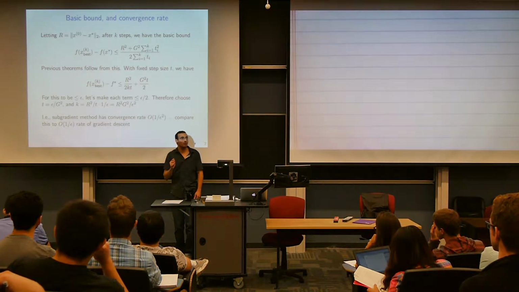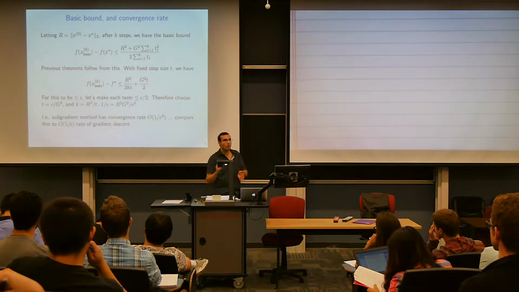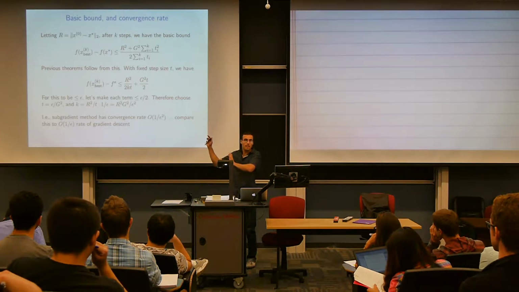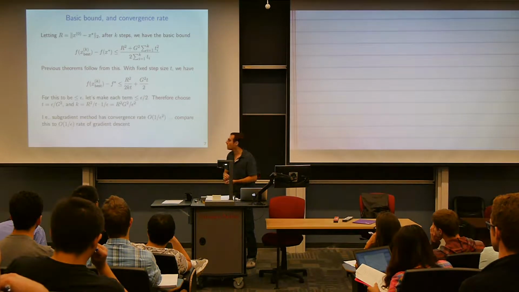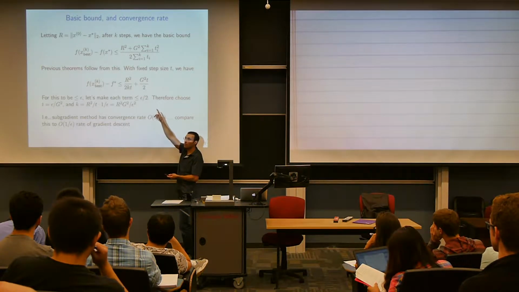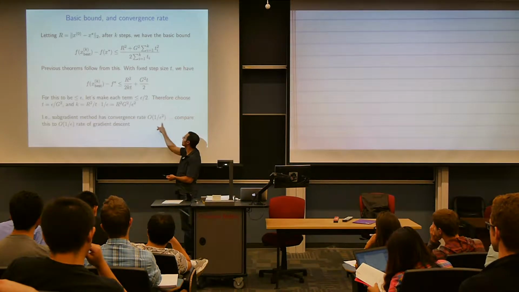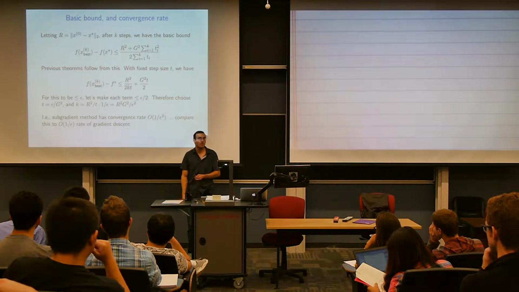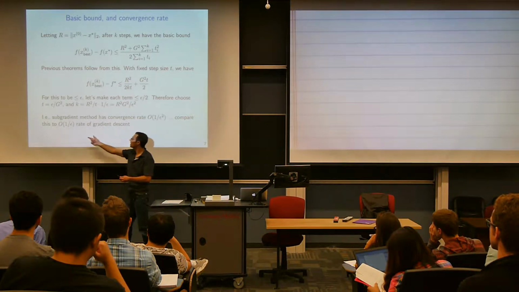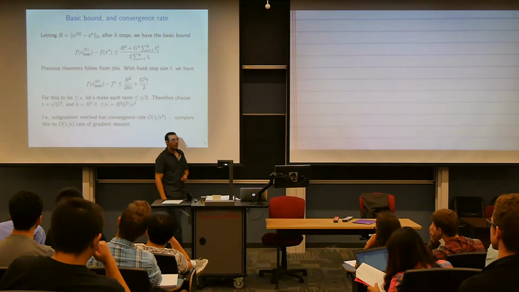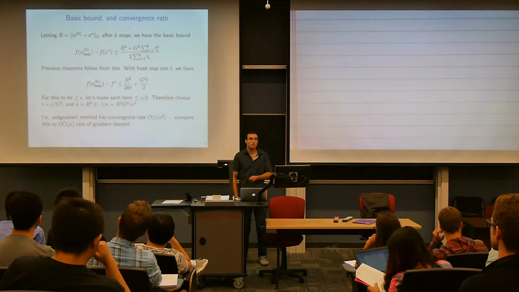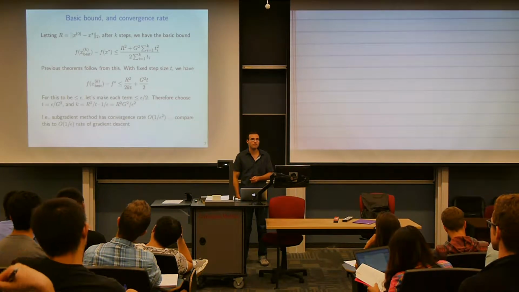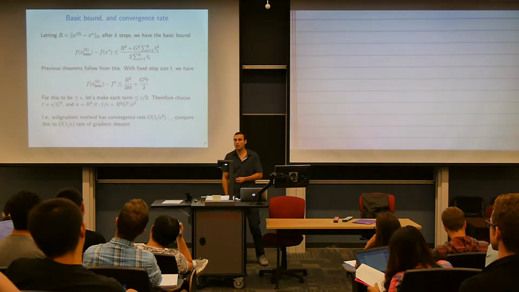Okay, so what has that told us? It told us that the convergence rate, according to this analysis, is 1 over epsilon squared. So if I want a suboptimality of epsilon, I need to take on the order of 1 over epsilon squared steps. Compare that to the 1 over epsilon rate that was achieved by gradient descent. It's a big difference, right? It's a lot slower.